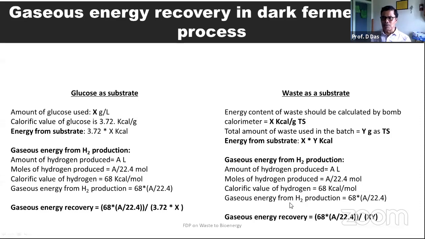The simple calculation is there. I can share this PPT with you. You can take it from the organizer. You can see how we have calculated. This can be easily done.